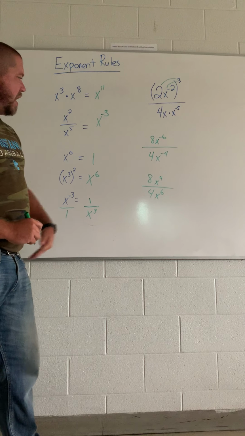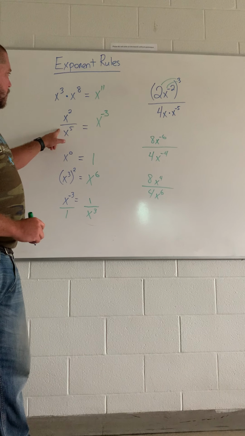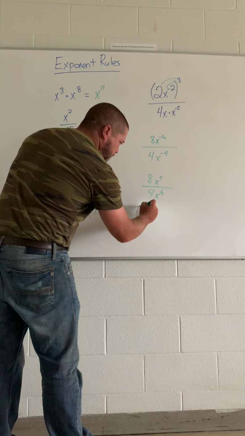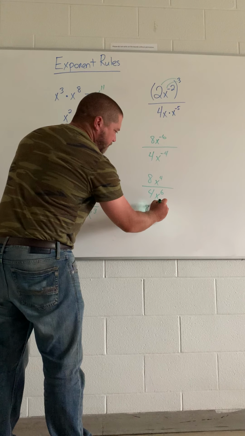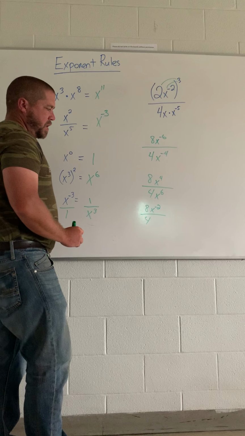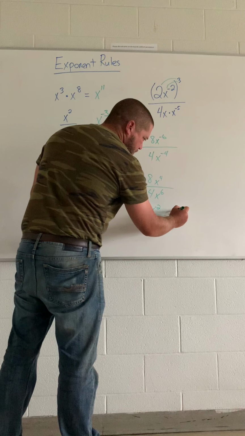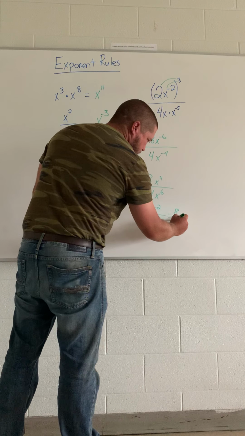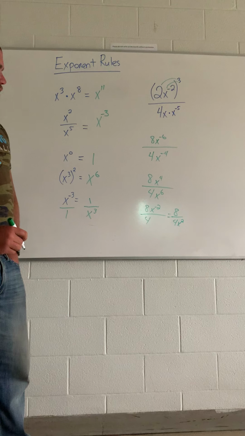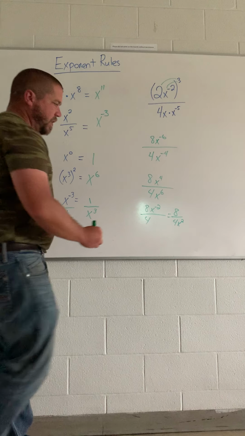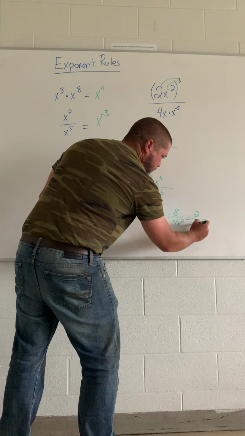All right, so now we have a variable divided by a variable. So we subtract them. 4 minus 6 is negative 2. Remember, when we have negatives, they flip sides of the fraction bar and become positive. And the last thing I need to do is simplify 8 divided by 4. 8 divided by 4 is 2 over 1, or just 2 in the numerator, and the x squared stays in the denominator.